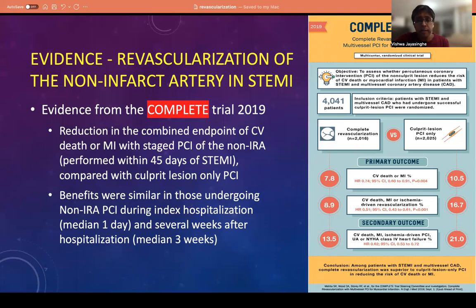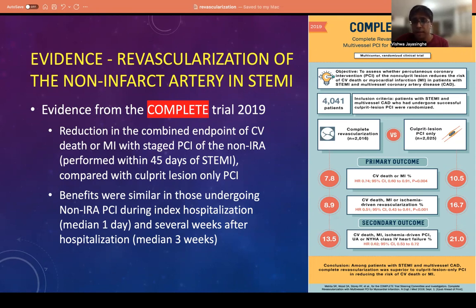So where does this evidence come from? The non-infarct-related artery revascularization evidence comes from the COMPLETE trial in 2019. It showed reduced combined endpoint of CV death or MI when staged PCI of non-IRA was done. This was shown to be similar in patients who had early non-IRA PCI, with a median of 1 day, or after hospital discharge, with a median of about 3 weeks. So irrespective of timing, PCI for non-IRA lesions should be done within 45 days according to the COMPLETE trial.